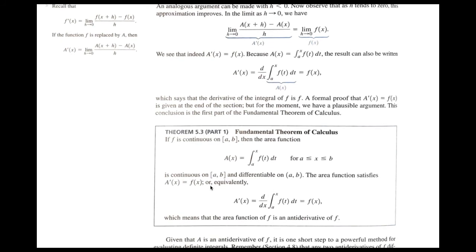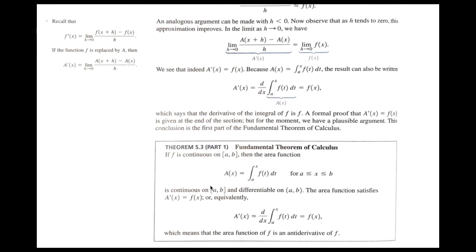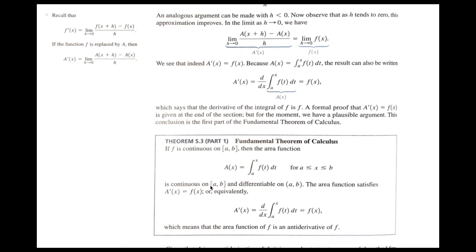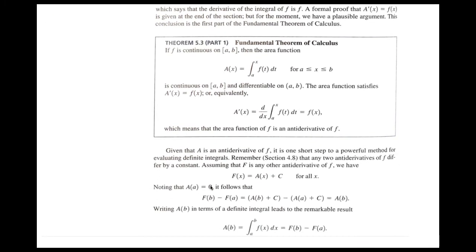Here is the official version of the first part of the fundamental theorem. The upshot is that the area function is an antiderivative. How can we use this fact? Remember from the video before that antiderivatives only differ by a constant. So if you have any antiderivative F, then this will be the area function plus a constant c.